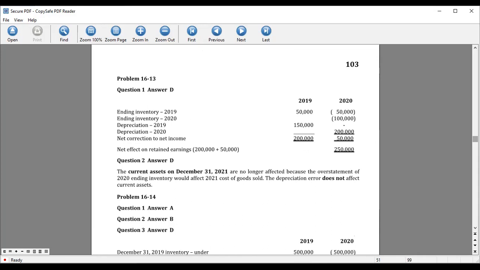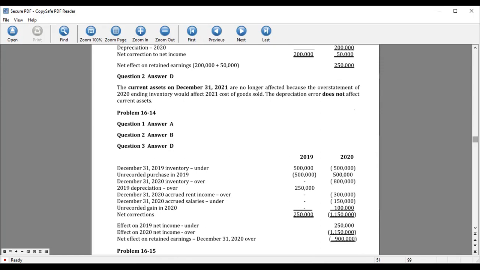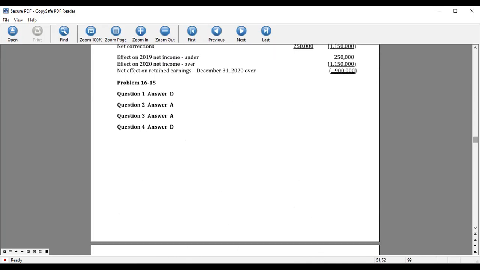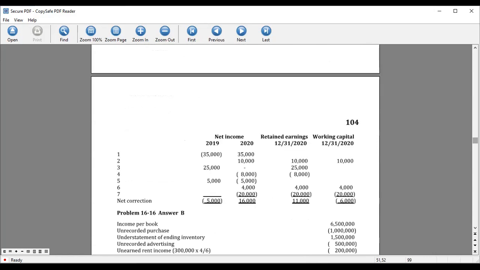And so we have problem 14. 14 with 3 requirements. So far the requirements are similar. Now you have your worksheet for 16-14 and 16-15. You have the worksheet at the bottom.